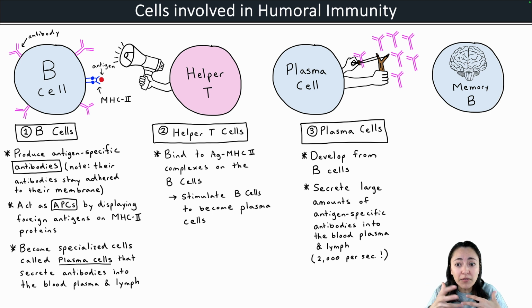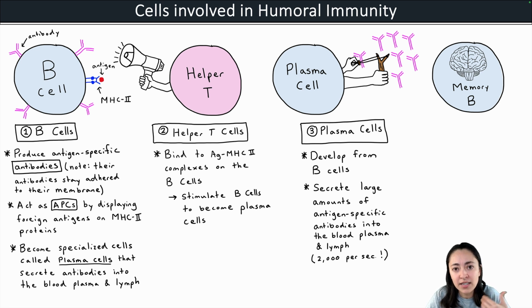Just to give you an idea of how many antibodies these plasma cells are secreting into your bodily fluids, it's estimated that each plasma cell will secrete about 2,000 antibodies per second. That's crazy when you think about that. Okay, this is what allows your antibody levels to increase drastically so that your immune system can better recognize the pathogens and tag them for destruction.